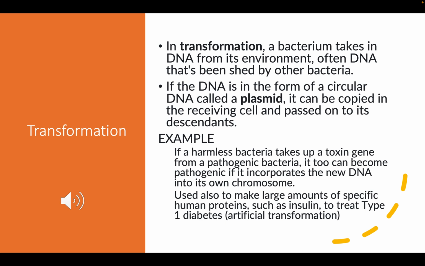Another example of transformation is that it's also used to make large amounts of specific human proteins, such as insulin, to treat type 1 diabetes through artificial transformation.